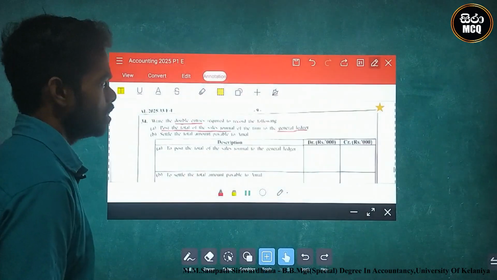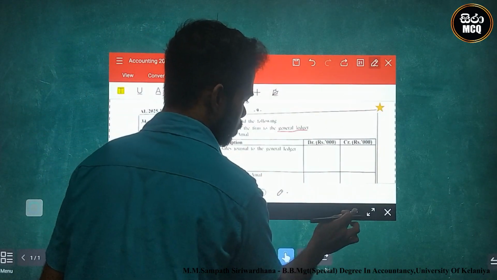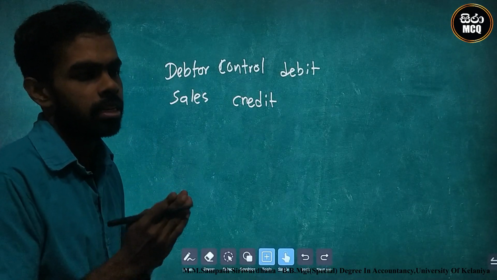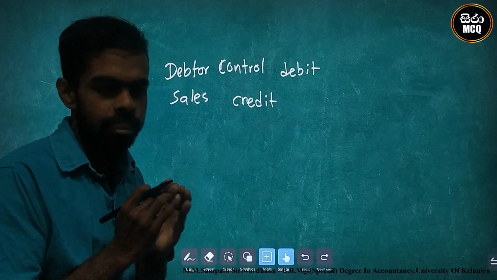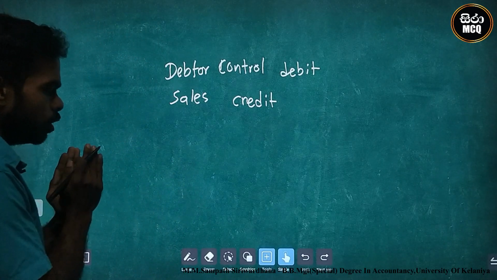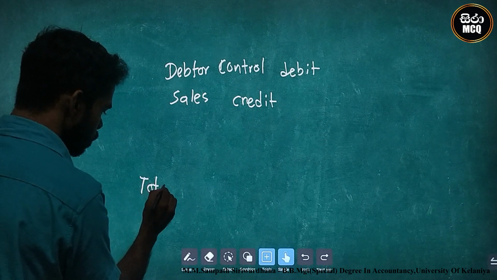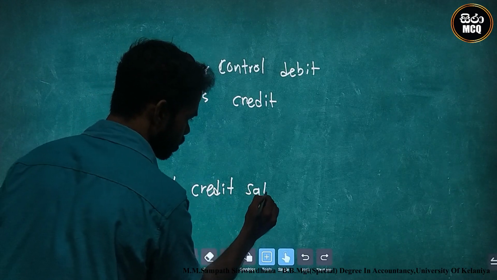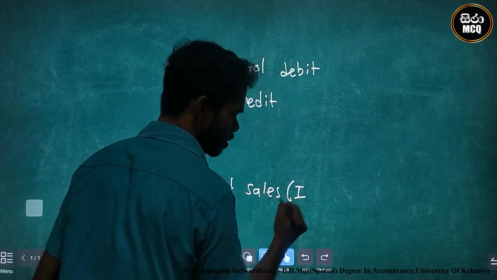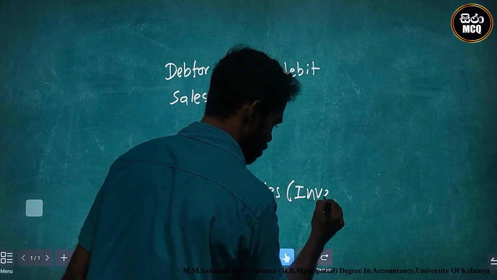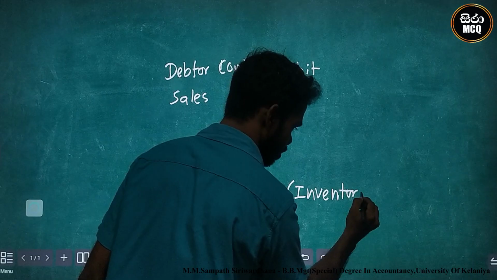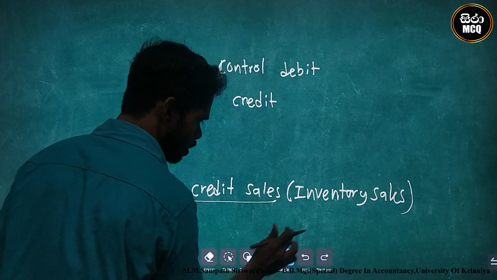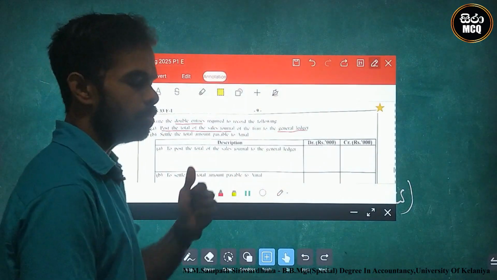Let's go to the amounts. We must focus here. We must find the total credit sales. Why? The sales journal is related to credit sales. Therefore, we must find the total credit sales. This is the inventory sales, inventory credit sales. Okay, focus on this question. Look here, we must find the credit sales.